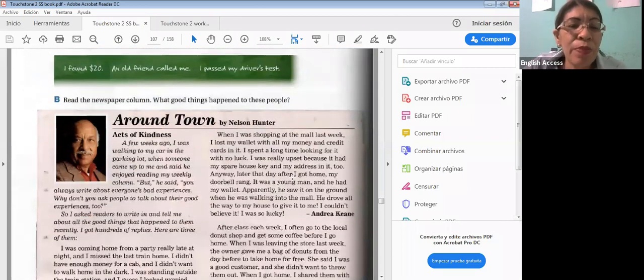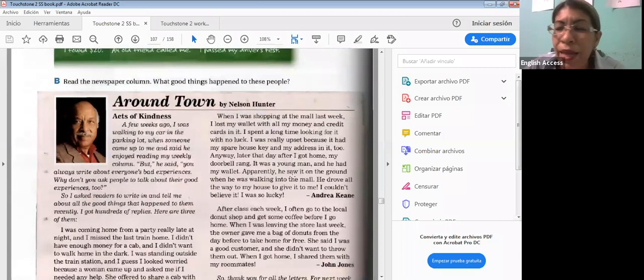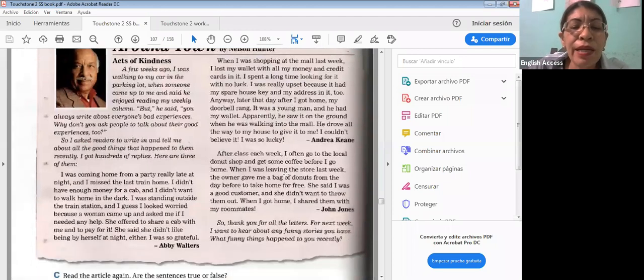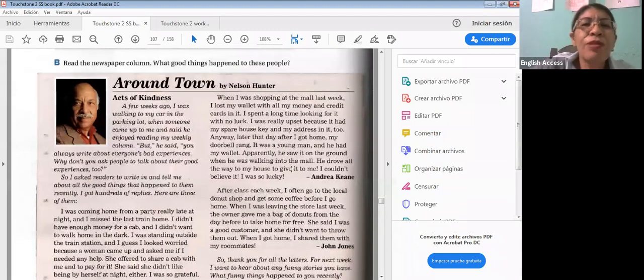It says, read the newspaper column, what good things happened to these people. So we're going to read about Abby, Andrea, and John, okay? And at the end, you're going to tell me what happened to these people. This article is called Around Town, Acts of Kindness. So Luis, can you start reading, please?